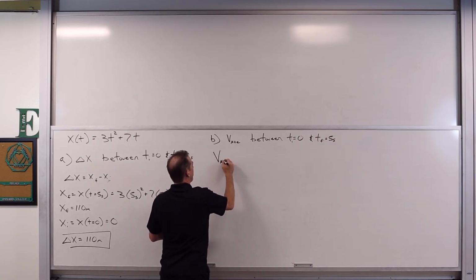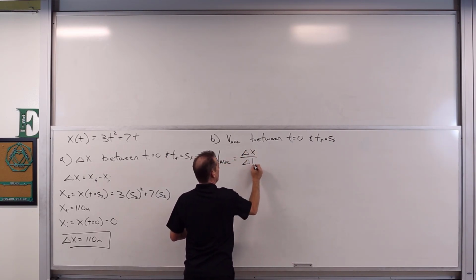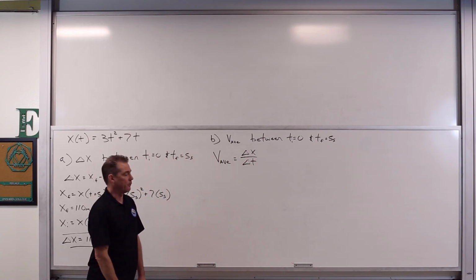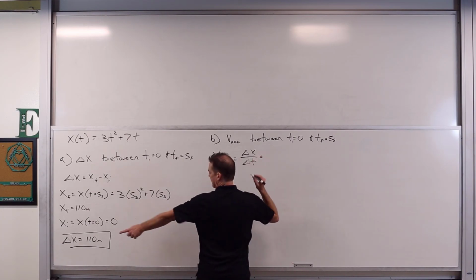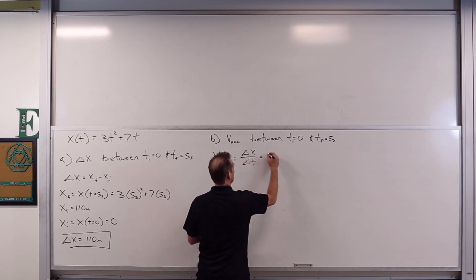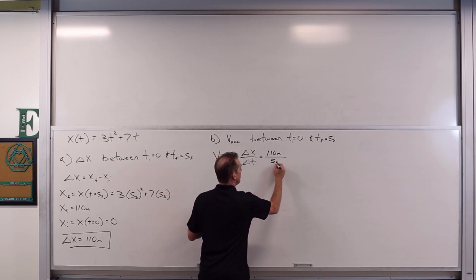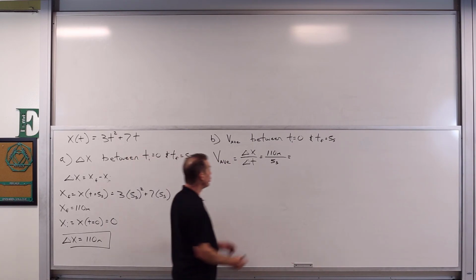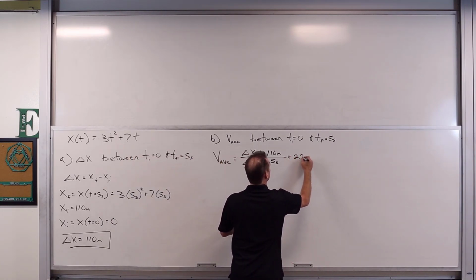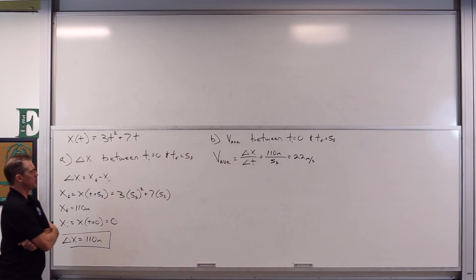So what do we have? Well, v average is going to be equal to the displacement in the x direction that occurs over that time interval. And we already know what the displacement is. Delta x is going to be equal to 110 meters. That's the displacement that occurs between t equals 0 and t equals 5 seconds. And the time interval is 5 seconds. Go figure that. So what do we get out of that? 22 meters per second.